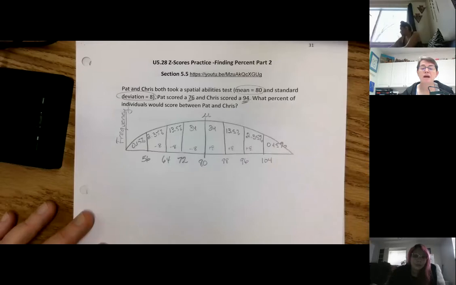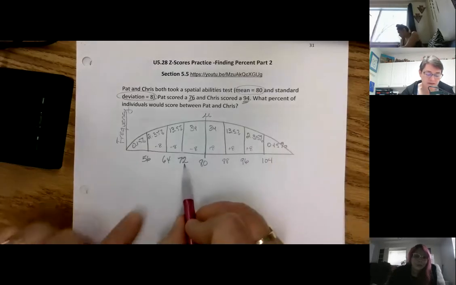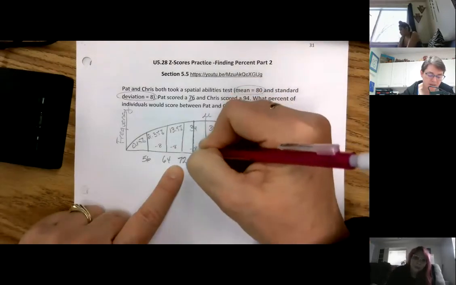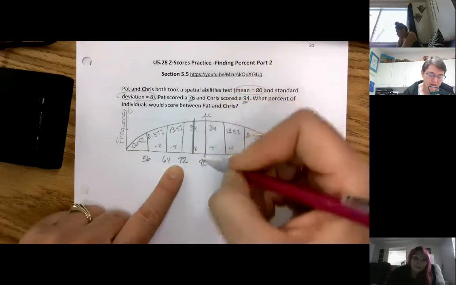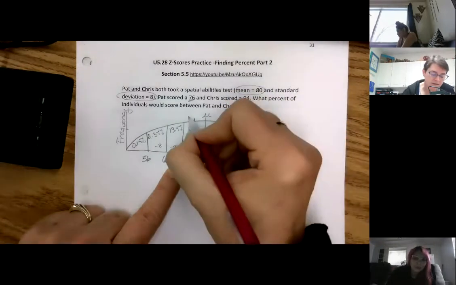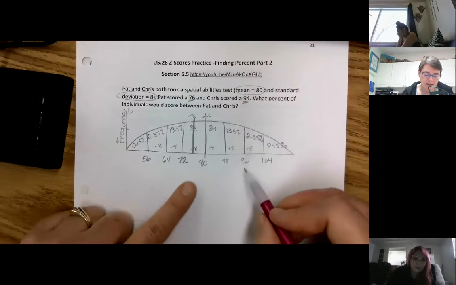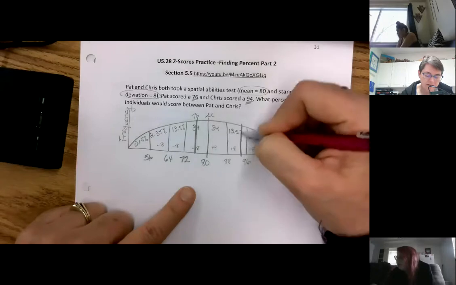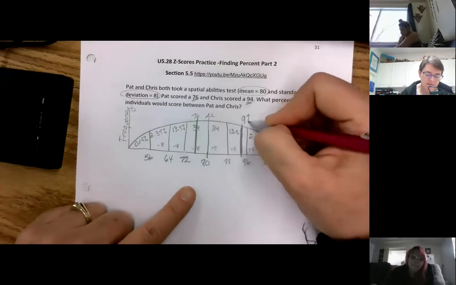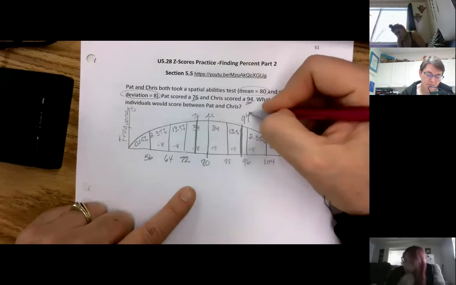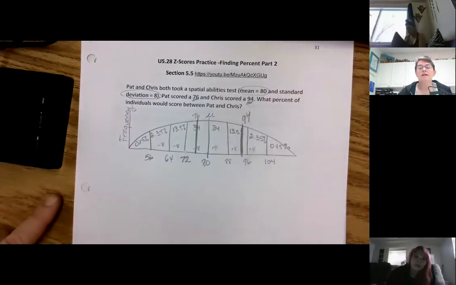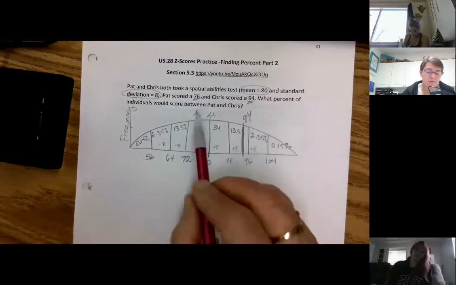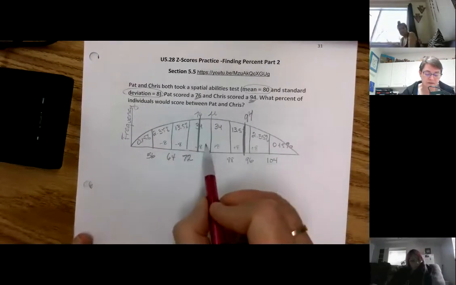But before we do that, I'm going to estimate where these are. So if this is 72 and that's 80, I'm just going to be lazy. I'm going to say it's about there. And I'm going to label it as 76. And then 94, I don't know, somewhere over here. Oops. And you certainly can, every single time, just put it in the middle and consider it good enough. So what we want is the percent of the individuals that would score between here.